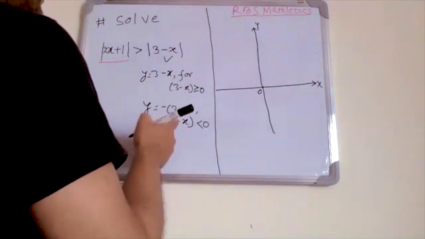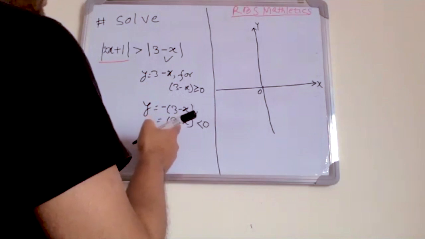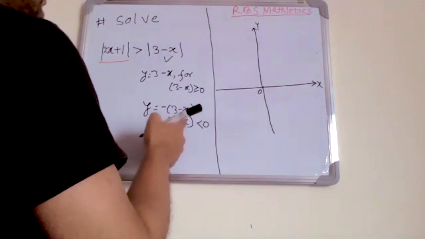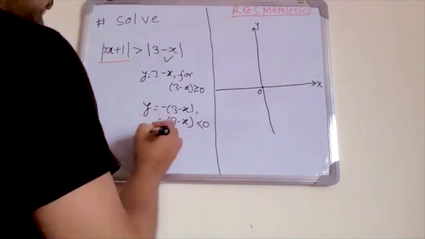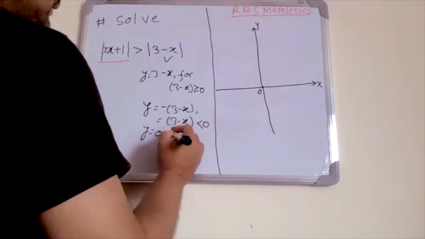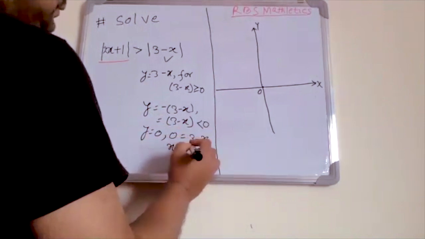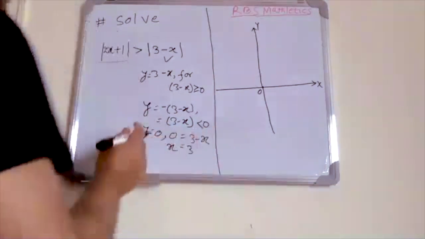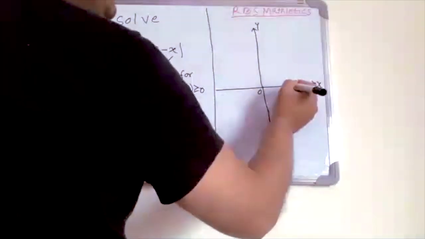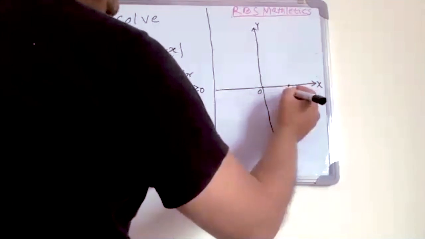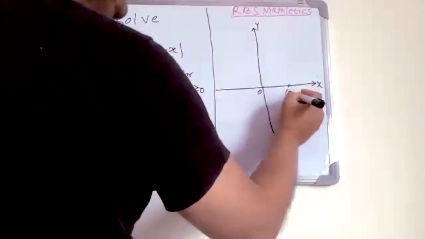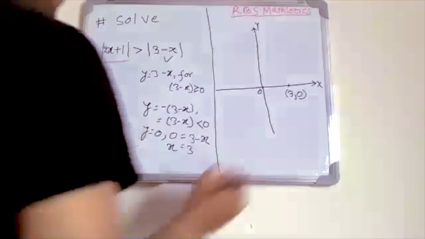For example, if you put y equal to 0, then 0 equals 3 minus x, and then x is equal to 3. So y is 0 at x equal to 3, so we mark here 3, and this x value is 3 and y value is 0.